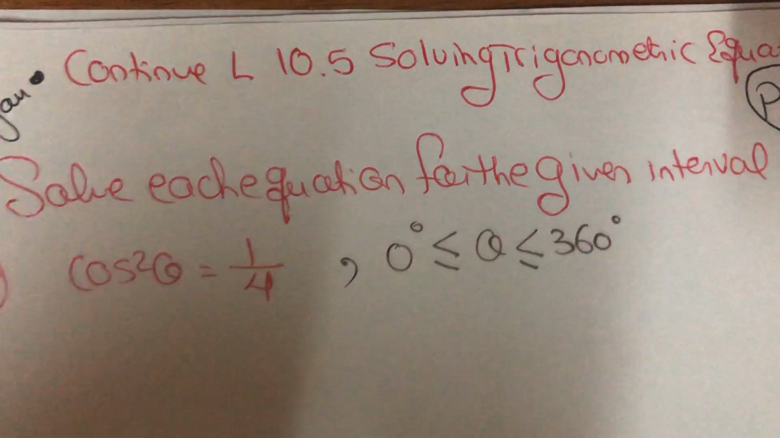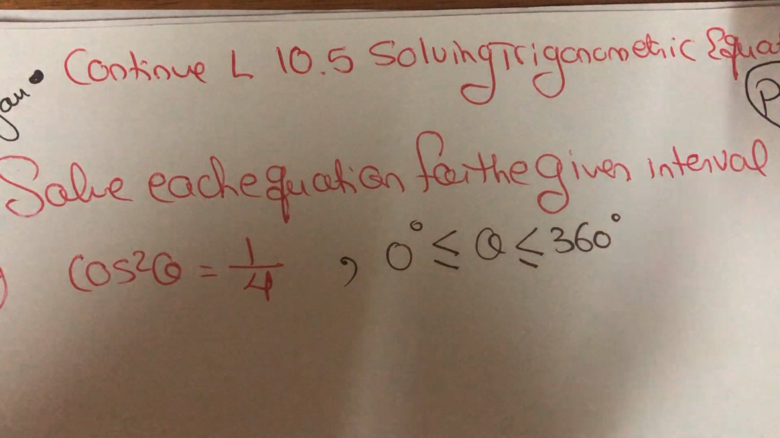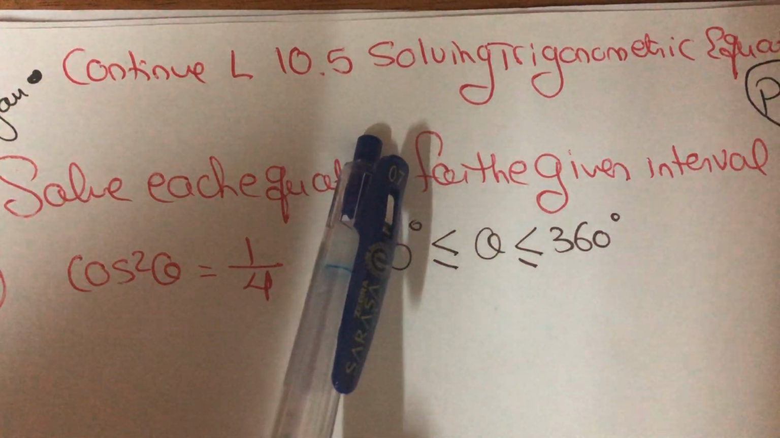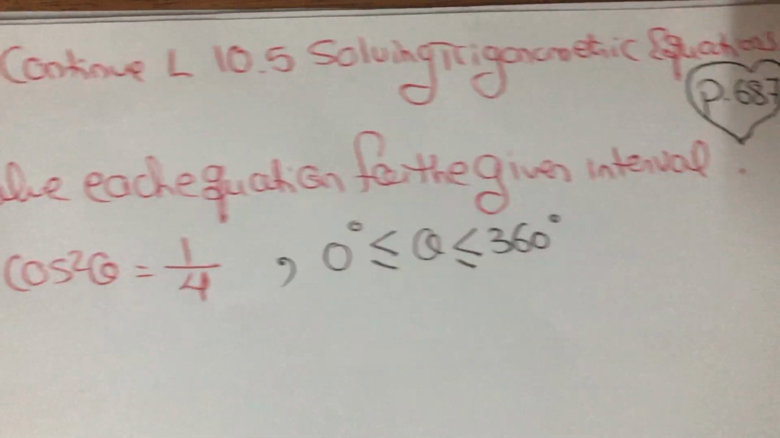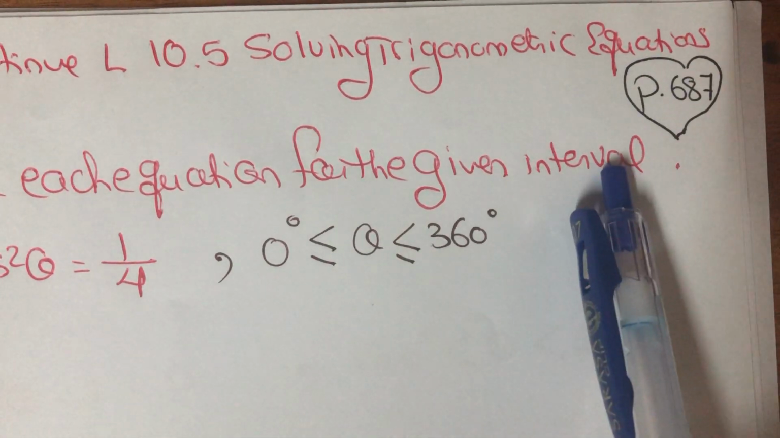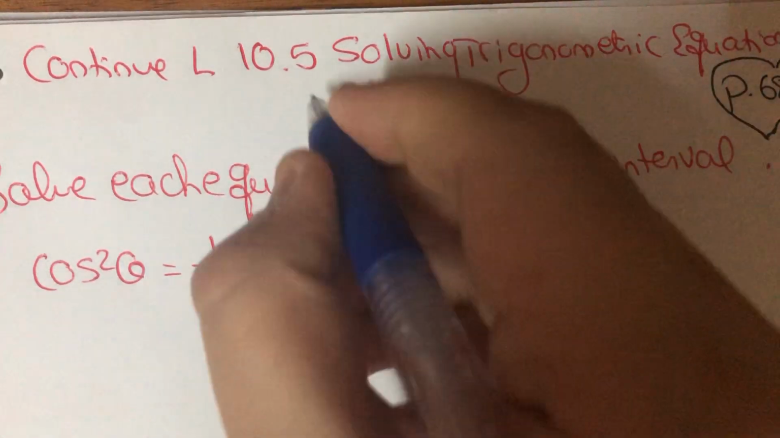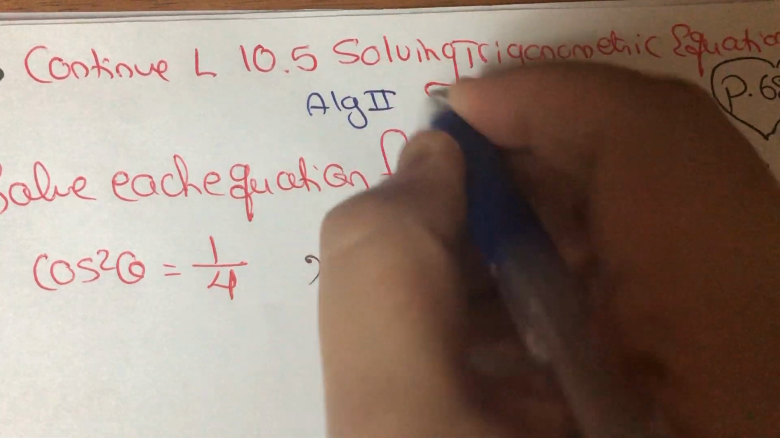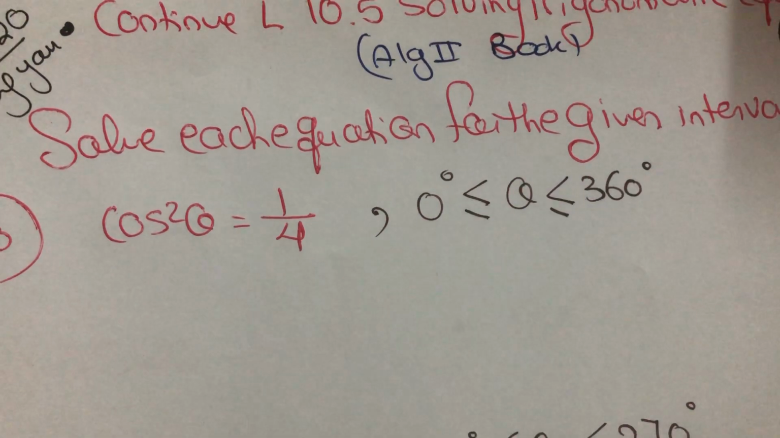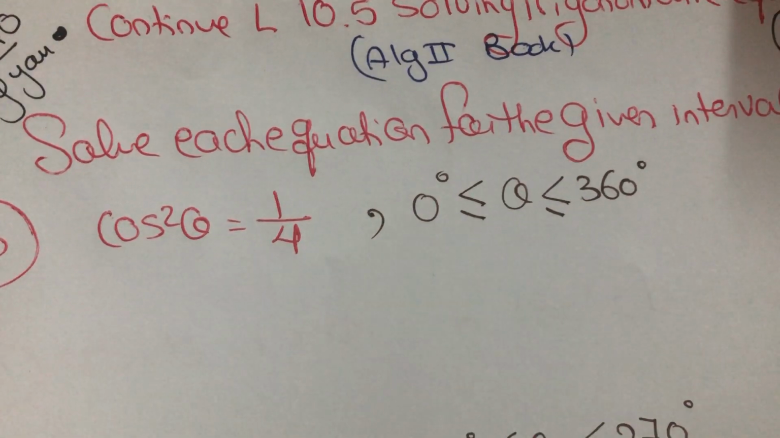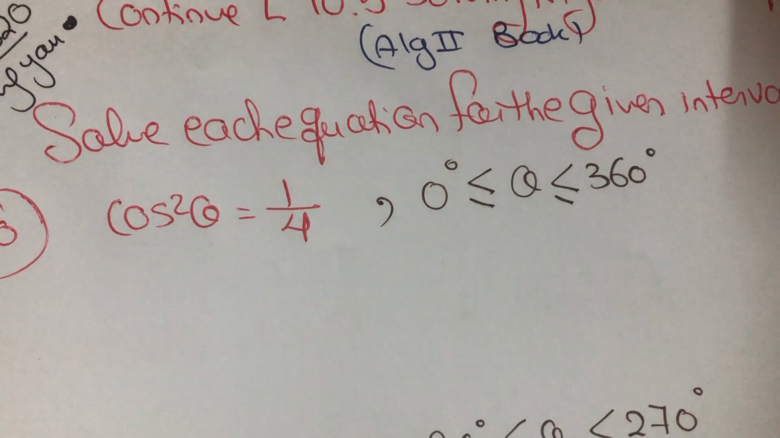Hello, my lovely students. This is a continuation of lesson 10.5. Since we have plenty of time, no need to rush. This was about solving trigonometric equations, page 687 in the Algebra 2 book. I'll solve a couple of questions today to help you work with the homework, inshallah.